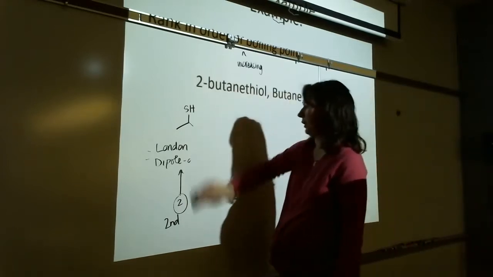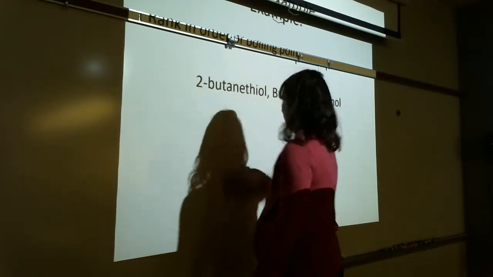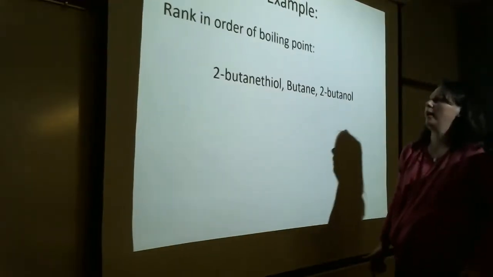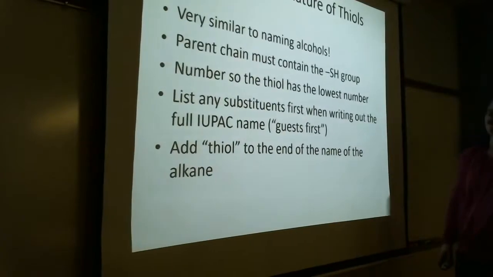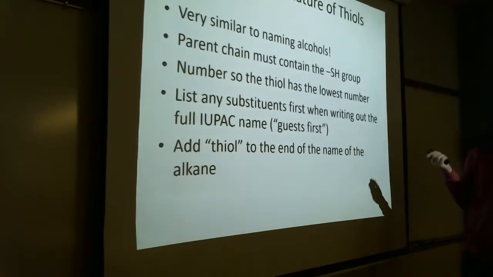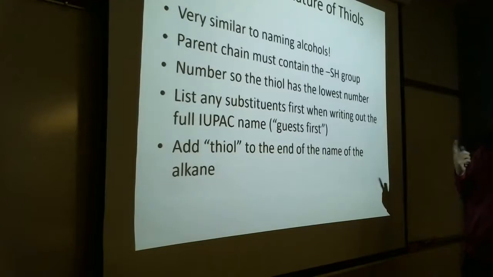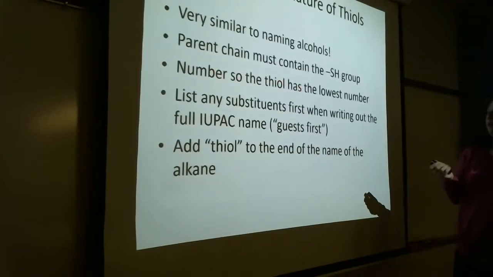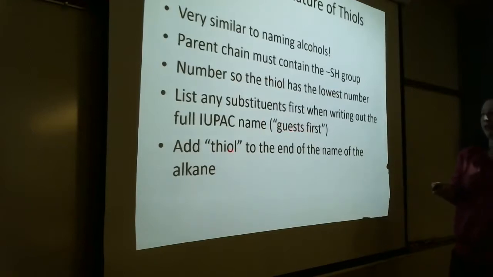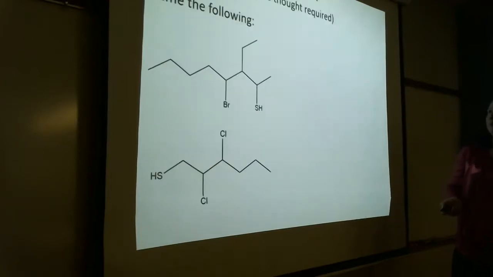So dipole-dipole is the strongest IMF in a thiol, whereas hydrogen bonding was the strongest IMF we saw in alcohols and amines. When we name thiols, it's similar to naming alcohols. Your parent chain has to include that functional group, otherwise your naming would not make sense. You want to give the thiol the lowest number, giving it priority over, say, a methyl group. Always put your substituents first, and then the ending, the suffix, is just thiol. And then, of course, state where that thiol is with a number. All right, so let's just do these together.